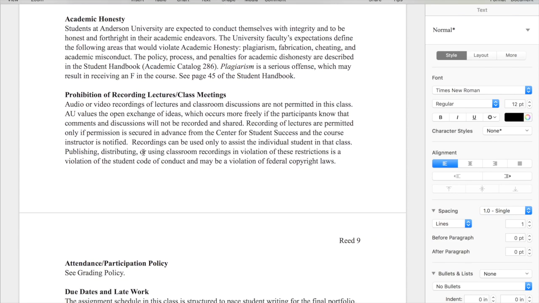Academic honesty and integrity are big topics. We expect that you would not plagiarize, fabricate, cheat, or engage in any other sort of academic misconduct. The policy, process, and penalties for academic dishonesty are described in the student handbook. You can find that on our website. Plagiarism is a serious offense. I will give grace because this is your first college class, but the buck stops here.